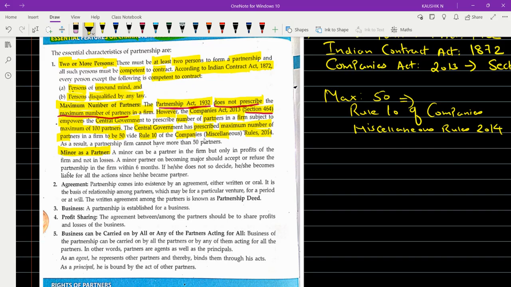Suppose the particular minor, once attaining majority, is not giving his interest or concurrence, whether he wants to stay back in the firm or get out of the firm, then in such cases it is taken for granted that silence is a word of acceptance, that he is going to remain in the business. From there onwards, whatever liability the firm has, whatever amount is due by the firm to the outsiders, even this minor partner will be given a share to take part in it, because now he has become a major.